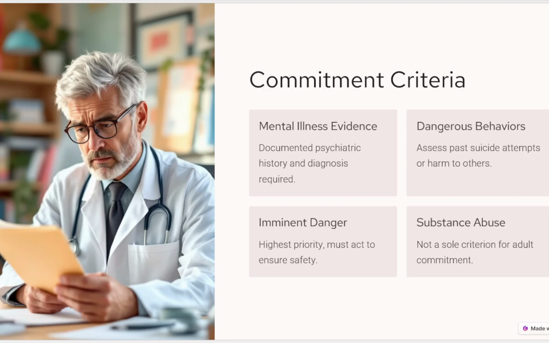Additionally, the history of these behaviors should be reviewed, particularly within the past 30 days, to assess the likelihood of reoccurrence. The key question is whether the person's emotional health is unstable and if they are at continued risk to themselves or others without proper intervention. Imminent danger is the highest priority.